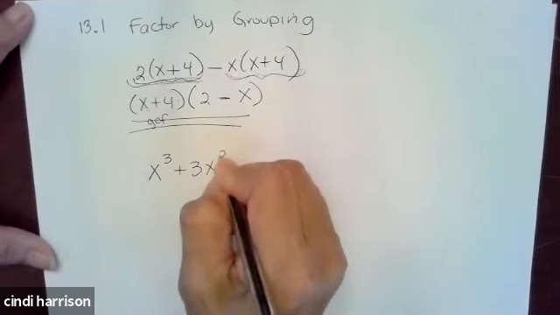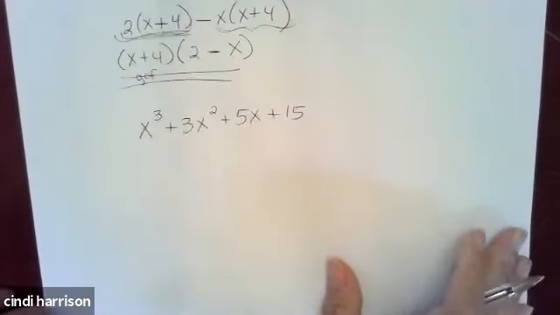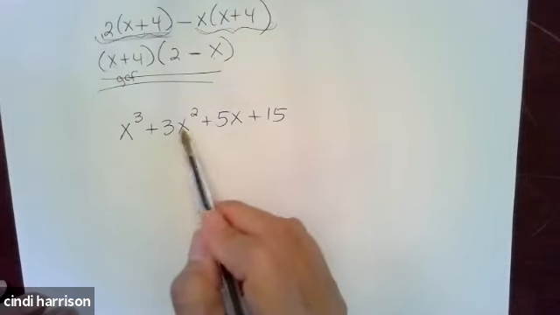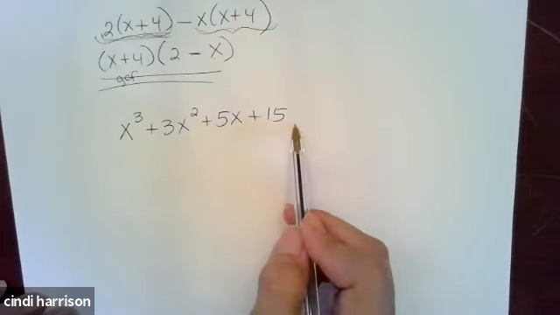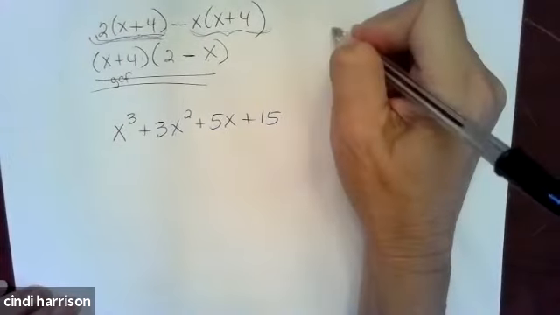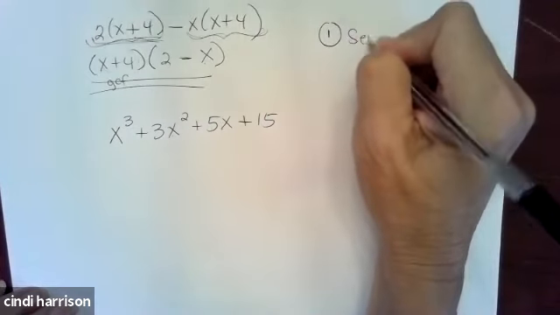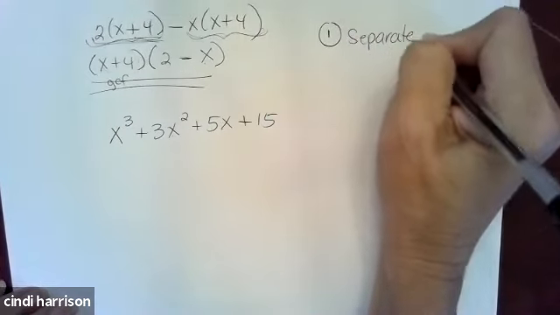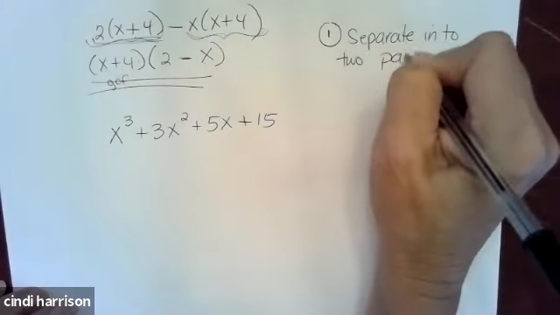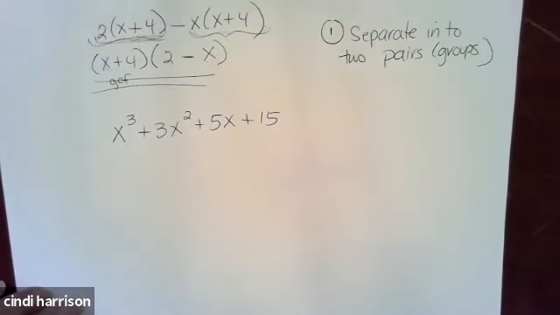So here's an example. If you are trying to factor this, is there a GCF? Do they all have a common factor? And the answer is no, they don't. So this is where we're going to learn this new method. So the first step is to separate into two pairs or groups. So that's where the grouping comes from.